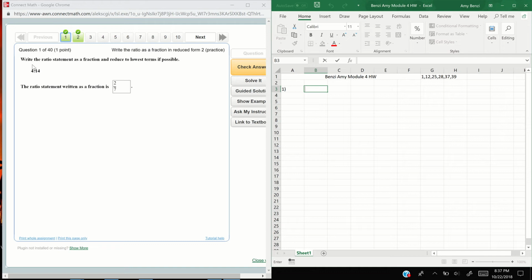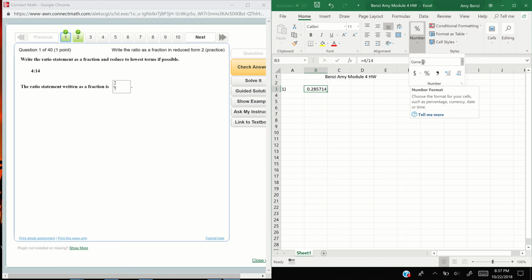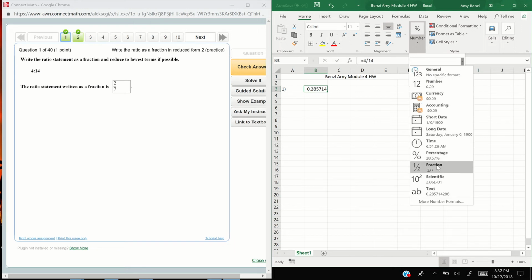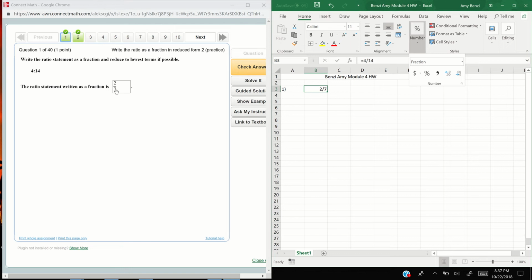Starting with number 1, all we have to do is write a fraction out of this ratio. The ratio in this case is 4/14. So I'm just going to put equals 4/14 into my calculator over here. Hit enter. Excel gives me a decimal, so I click on that cell. I go to number. I do the little drop down arrow. Yours might say general or number, it might say something different. Any of these things actually. I click on fraction and Excel instantly reduces my fractions to 2/7.